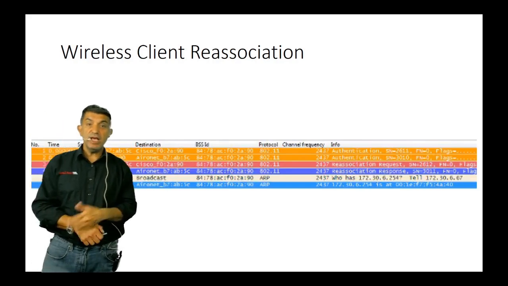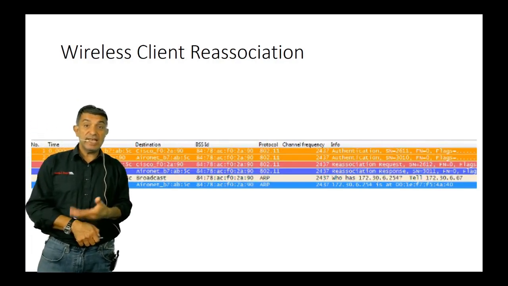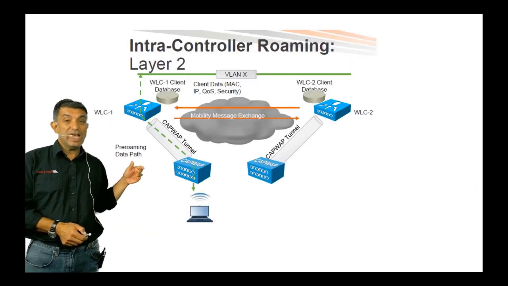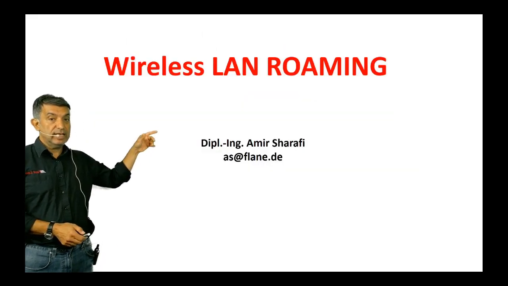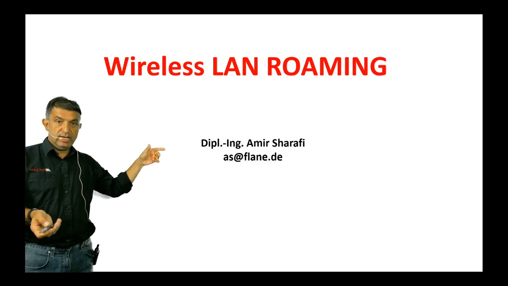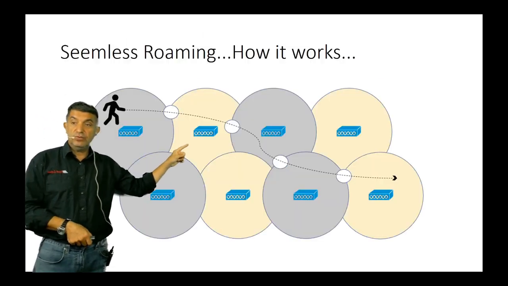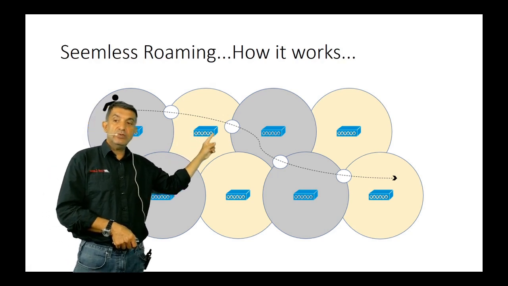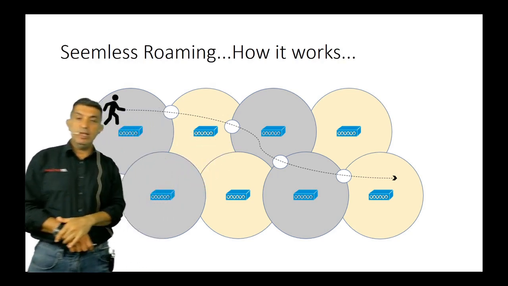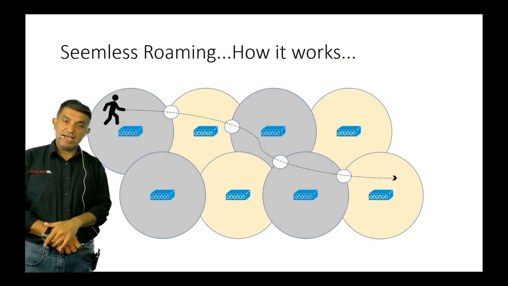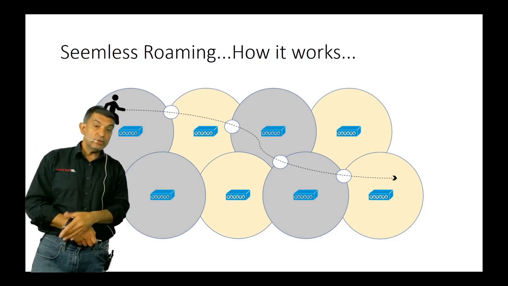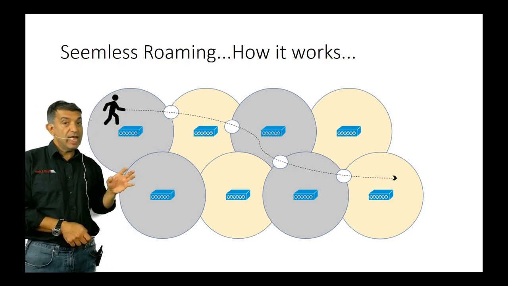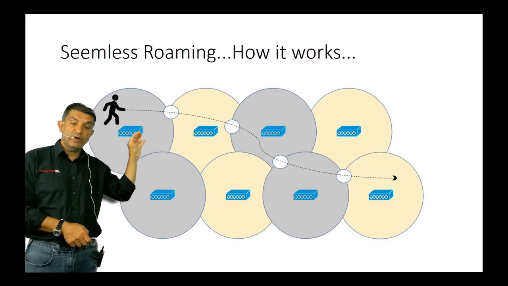And for the reassociation, it means the client was connected to an AP, and now the client will be connected to the next AP. It means through this process, the client will walk from the AP to the next AP to the next AP and try to connect. So what can we do to prepare our environment? We can prepare the access points.